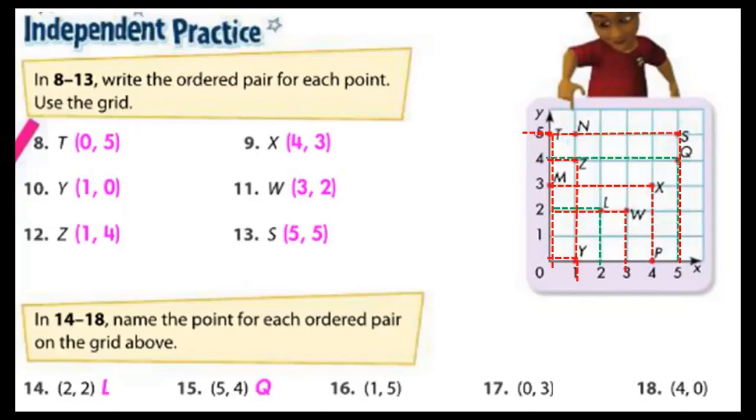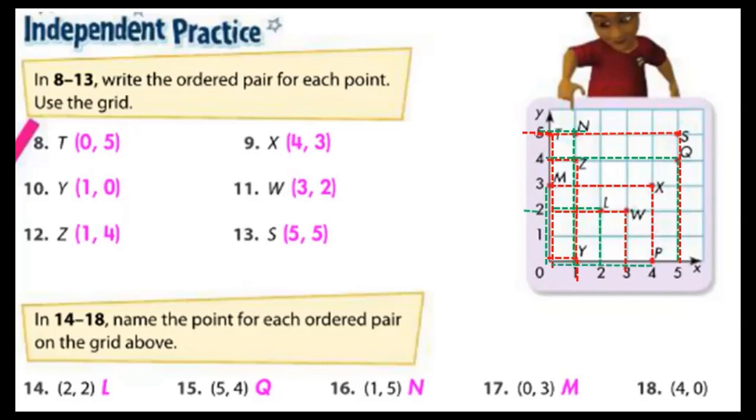What is the name of the point represented by the ordered pair 1 and 5? Where is 1? Here it is. And where is 5? This one. Okay. So the intersection refers to the point N. What is the name of the point represented by the ordered pair 0 and 3? Where is 0? This one. And where is 3? So the intersection here will be M. Yes, 0 and 3.